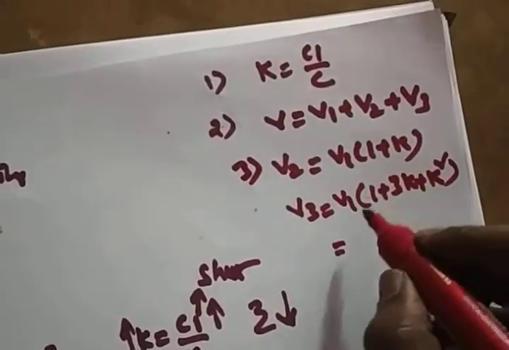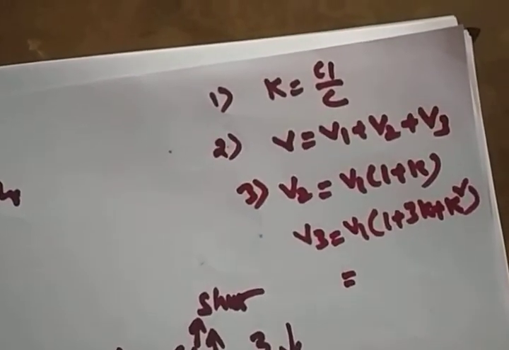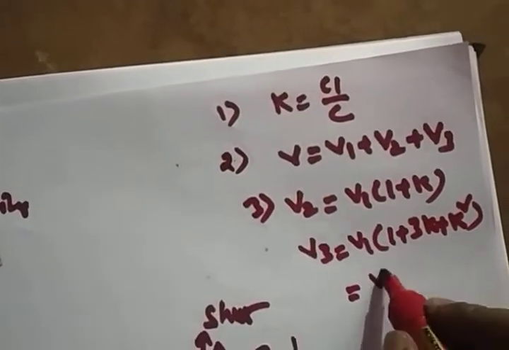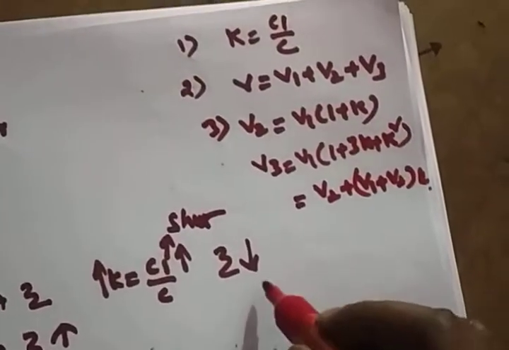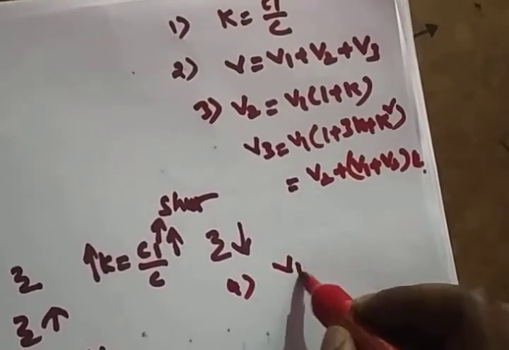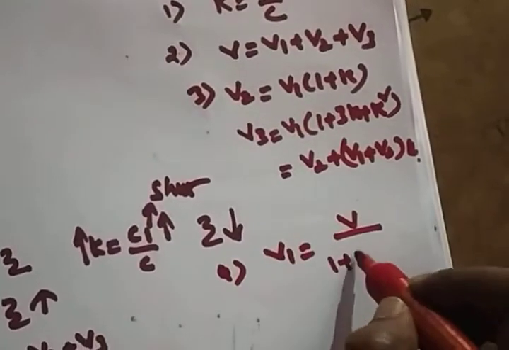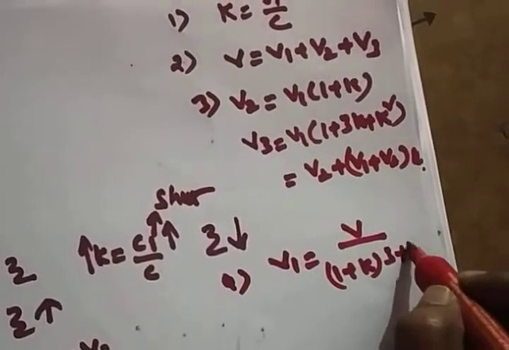Or else you can write it as V1 plus V2 into K. In another way you can write it out. And the fourth formula is, what is V1? V1 is equal to V by 1 plus K, 3 plus K.